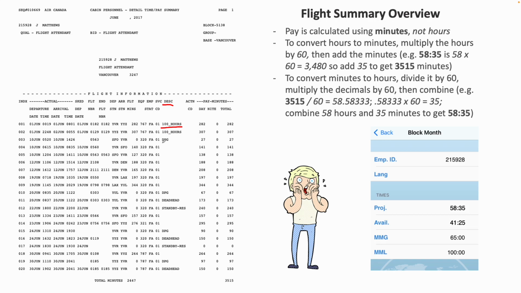You'll see there's other descriptors like DPG, that is our duty period guarantee, deadhead, in which case we're only paid for half of the flying minutes, standby reserve, so that indicates that we are doing a standby and not a flight, and so on and so forth. There are multiple descriptors that can be used to help us for the purpose of calculating pay.